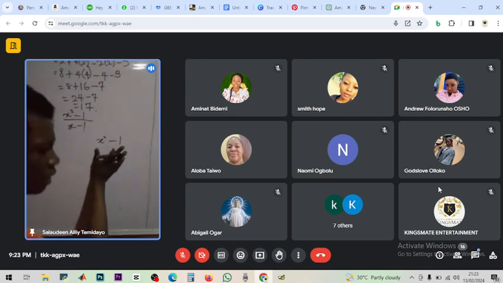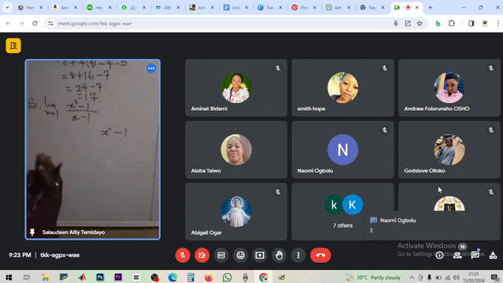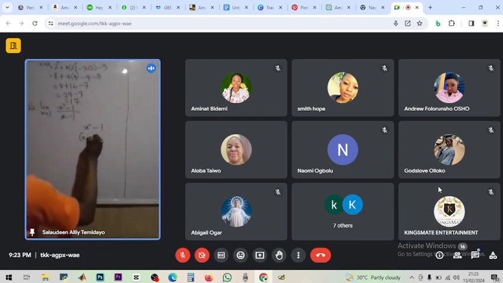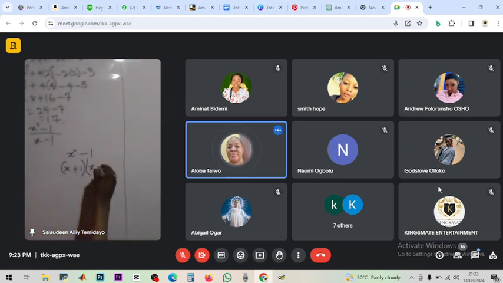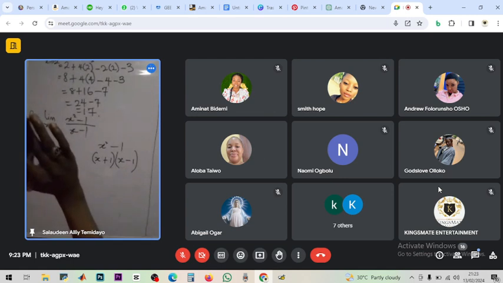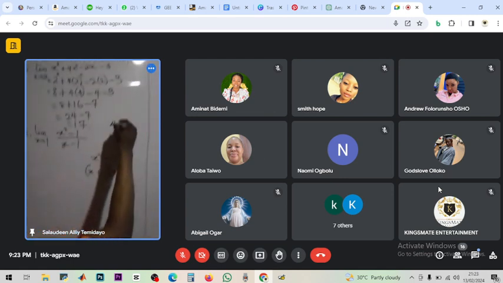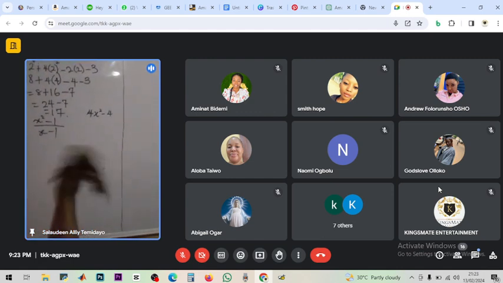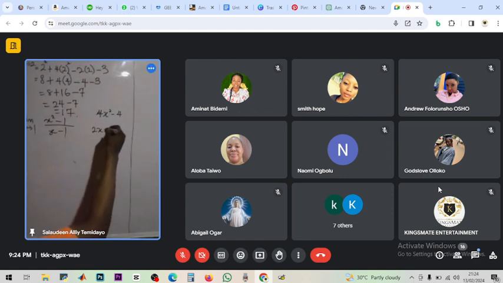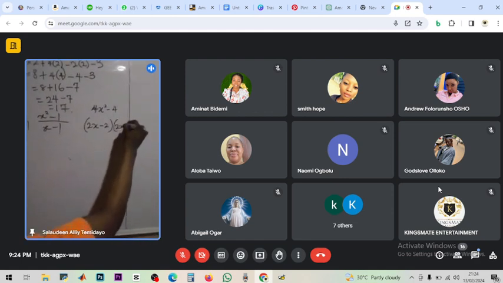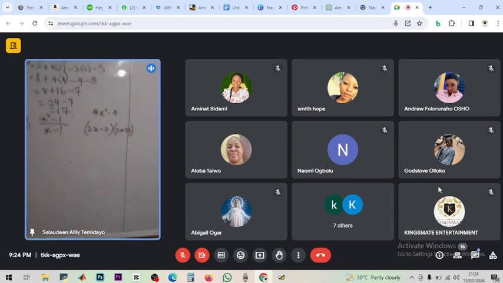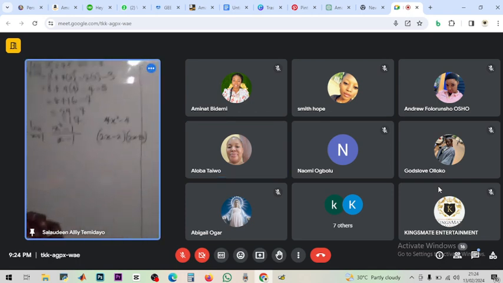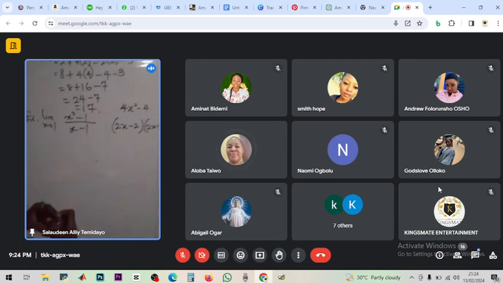When you encounter stuff like this, you are going to use the principle of difference of 2 squares. That means x plus 1 times x minus 1. This is the principle. If I had 4x squared minus 4, it's as simple as simplifying it by writing 2x minus 2 times 2x plus 2. Please take a good look at what I just did. You get it, please?